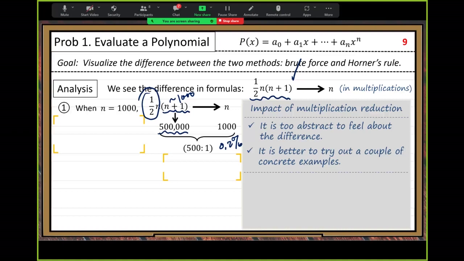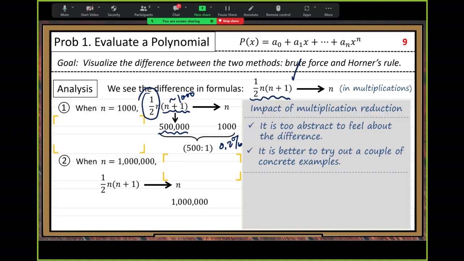Then I'd like to do another experiment to impress you more. This time I take n equals 1 million, a 1 million degree polynomial. We assume that in real world situations, sometimes we may need to evaluate a polynomial as big as 1 million, this big number. When n equals 1 million, let's compare the values of these 2 formulas.